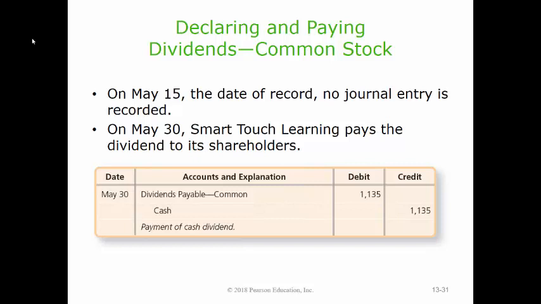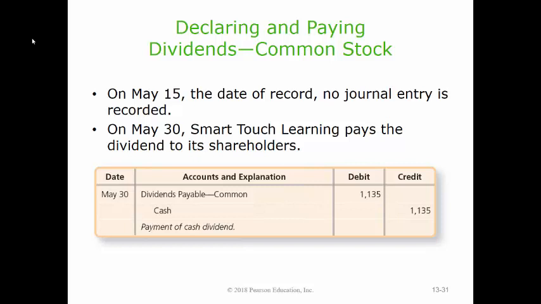So the date of record is purely for investors. It has nothing to do with the company's position. When the date of record rolls around, there's never a journal entry required. On the payment date, the actual date of payment, there definitely is a journal entry required, because now you are distributing that dividend which you declared previously.